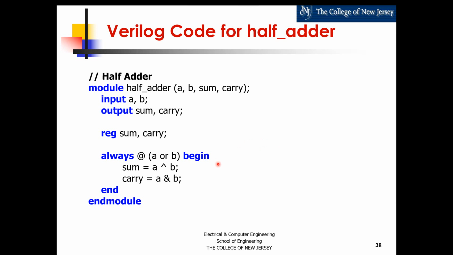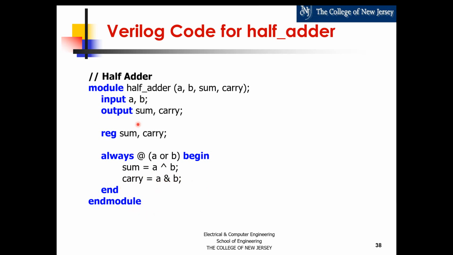Okay, great, thank you. So always at A or B begin, and this block is closed with the word end. So begin and end are used to enclose groups of statements, just like the curly brackets are used in C++. Because these are groups of statements, these are procedural blocks. Then sum is equal to A exclusive OR B, so this is the exclusive OR operator, and carry is equal to A and B, and then end module.